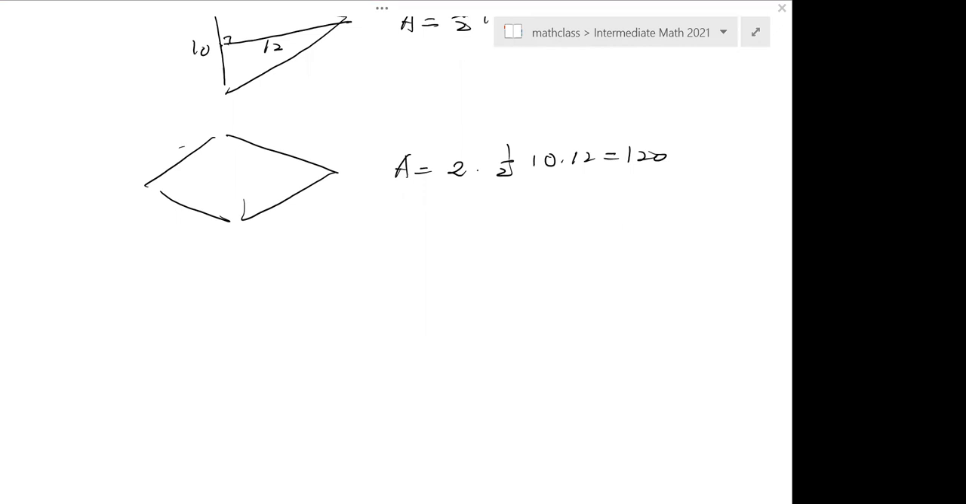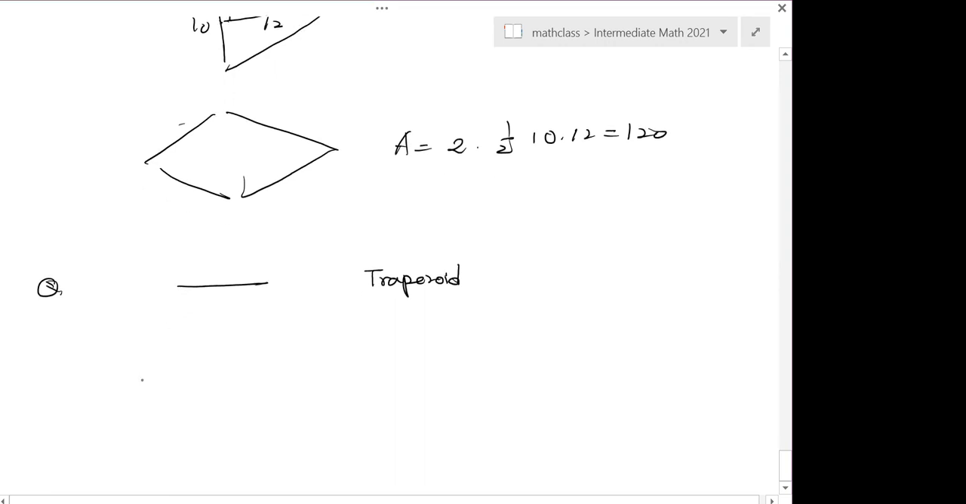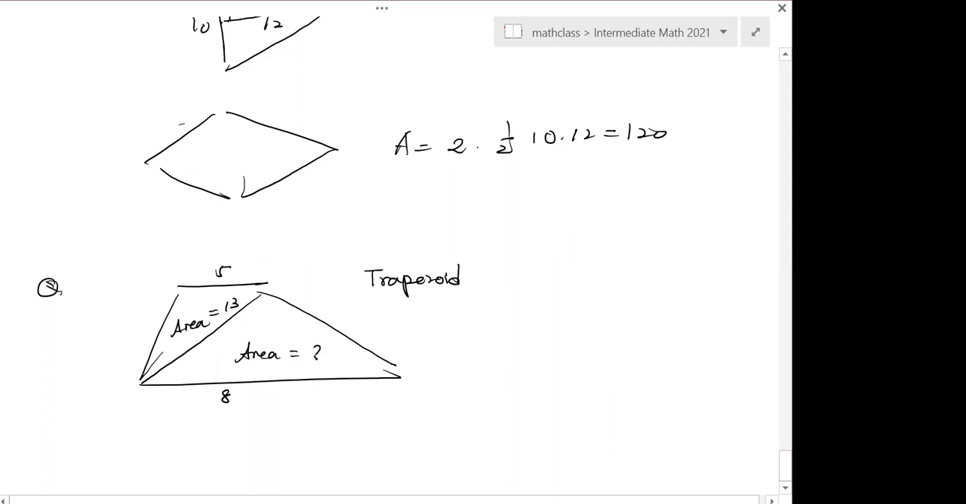Before I do this, let me look up a trapezoid. Okay, so I have a trapezoid. A trapezoid, by definition, has 2 lines that are parallel. So if I divide this trapezoid into 2 triangles, and I know the top one is 5, the bottom one is 8, the area of the top one is 13 square units, I want to find the area of the bottom one.